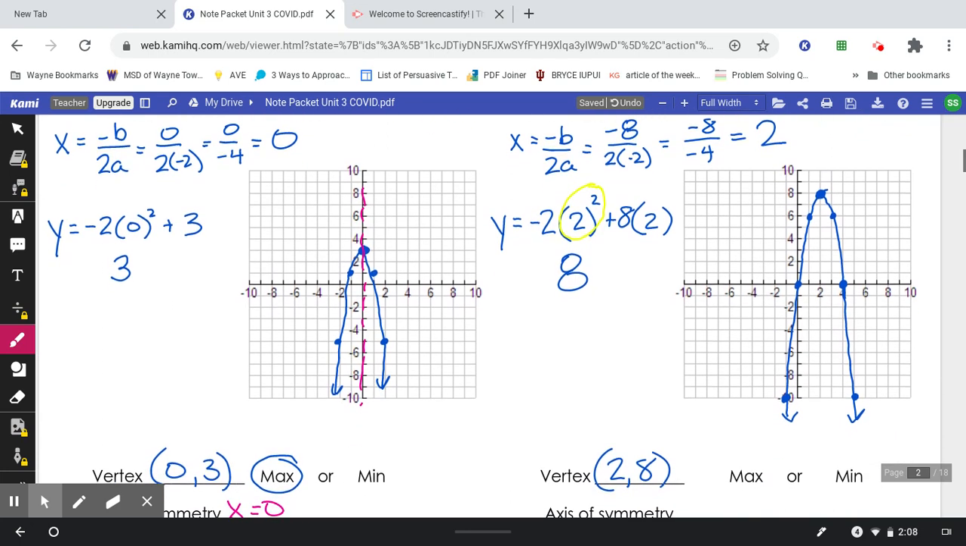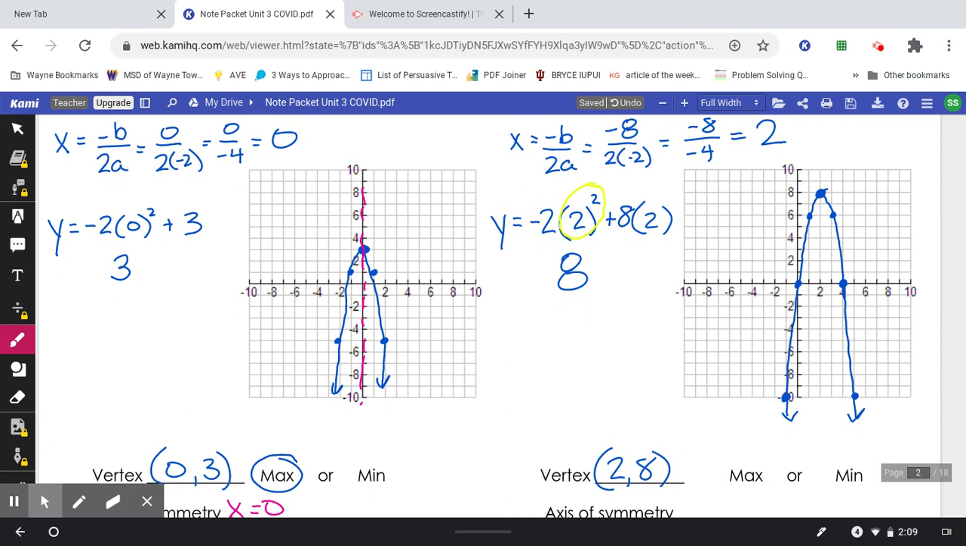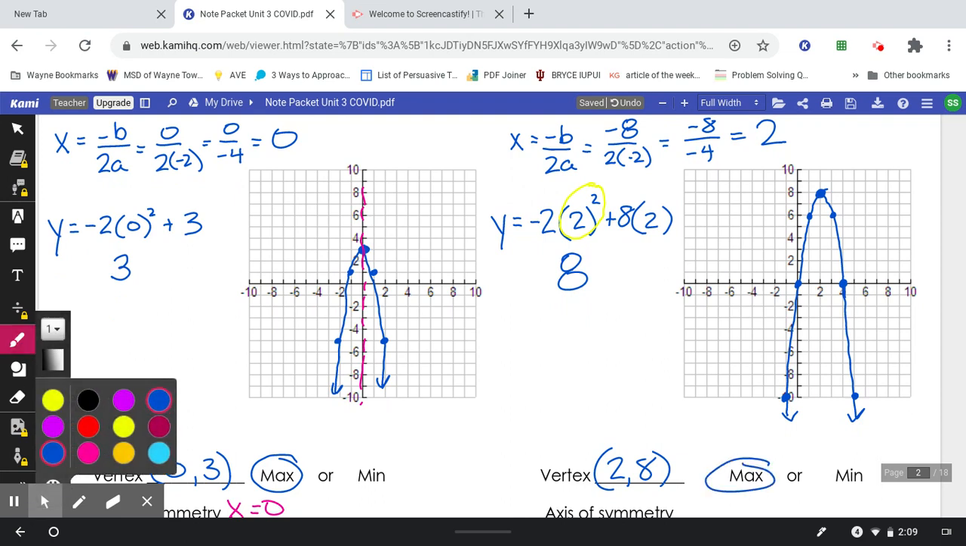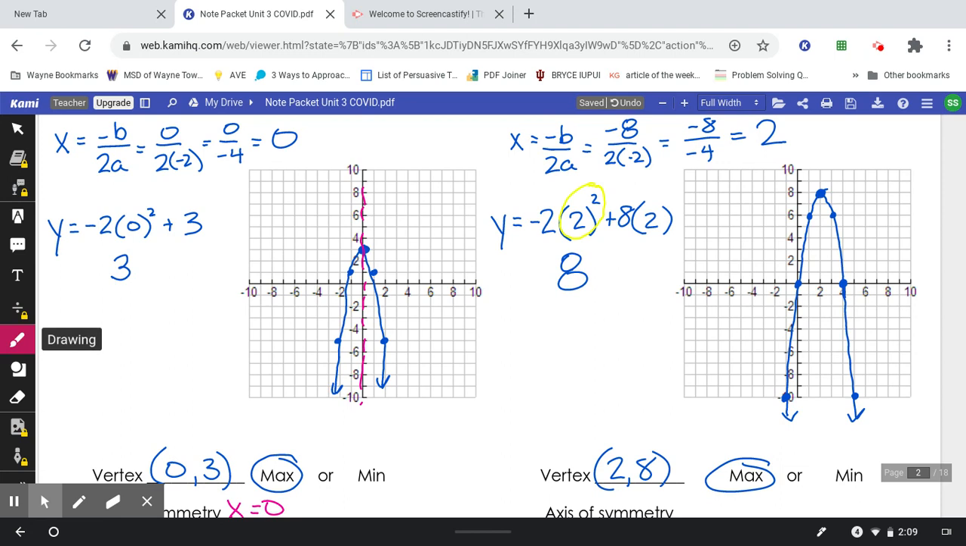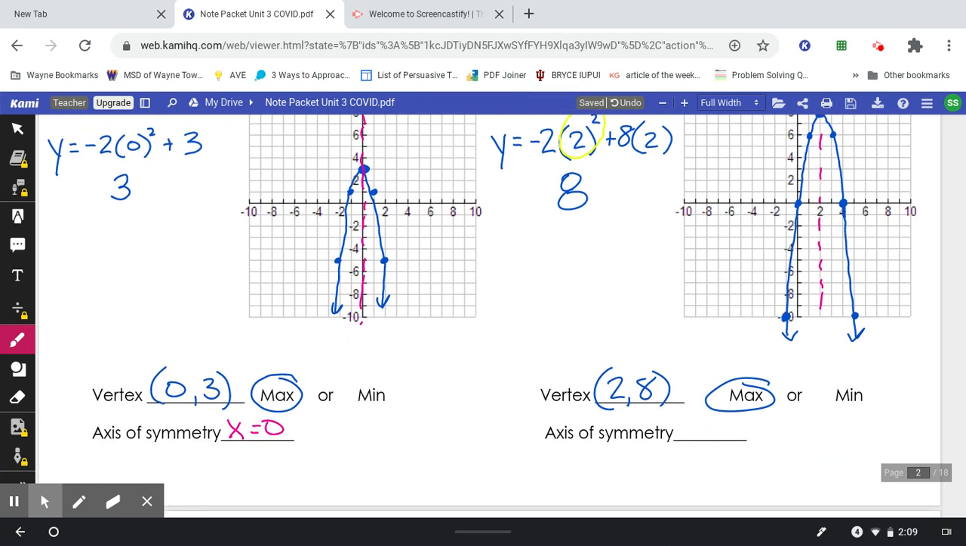Okay. So maximum or minimum? It's a maximum. It's at the top of my graph. And lastly, our axis of symmetry. Again, it just cuts the graph right down the middle through the vertex, which gets me an answer of x equals 2.